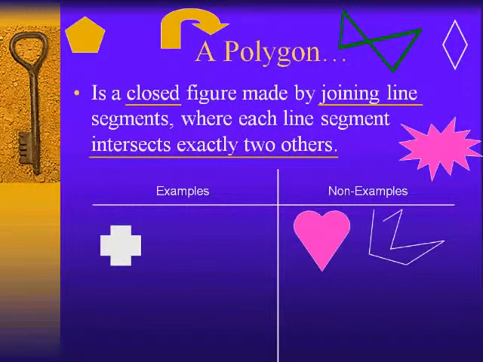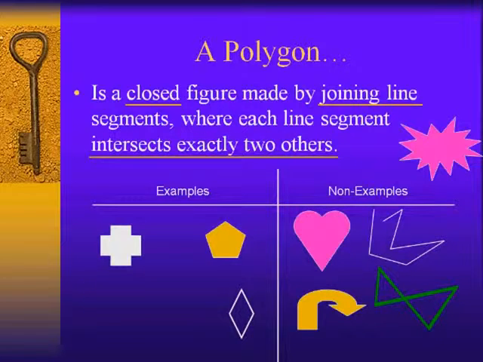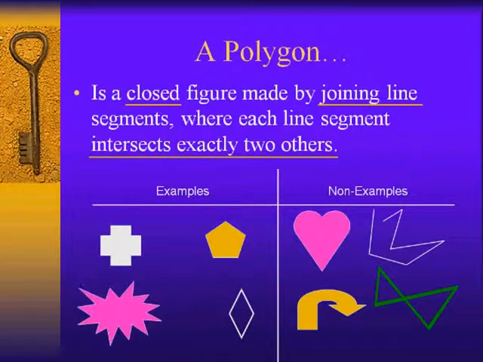The first golden shape, which we'll talk about the name of later on in this presentation, would be an example. The arrow would be a non-example, again because of those curved lines. The green shape would be a non-example because you have those two crossing lines there. That means they're intersecting more than two other lines at that point. The four-sided diamond, which we've talked about in previous lessons and presentations, is also called a quadrilateral, is an example. And the pink starburst shape is another example.